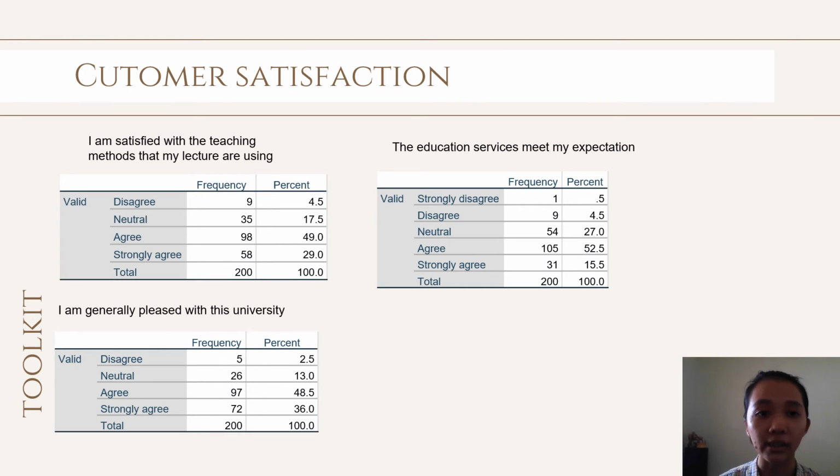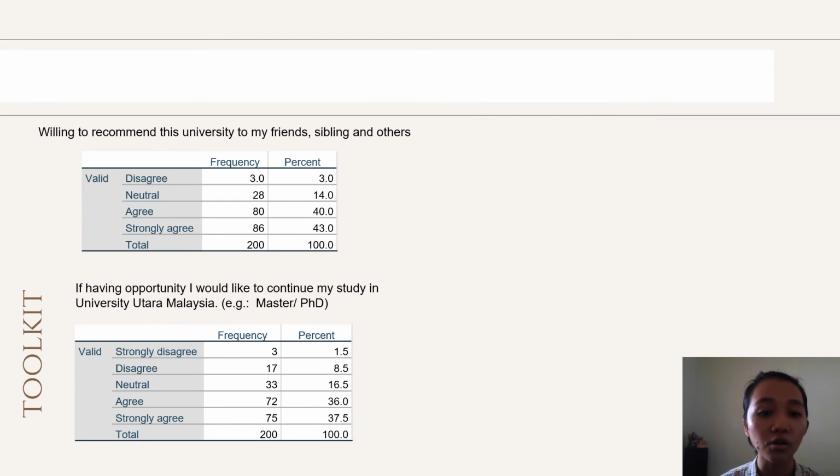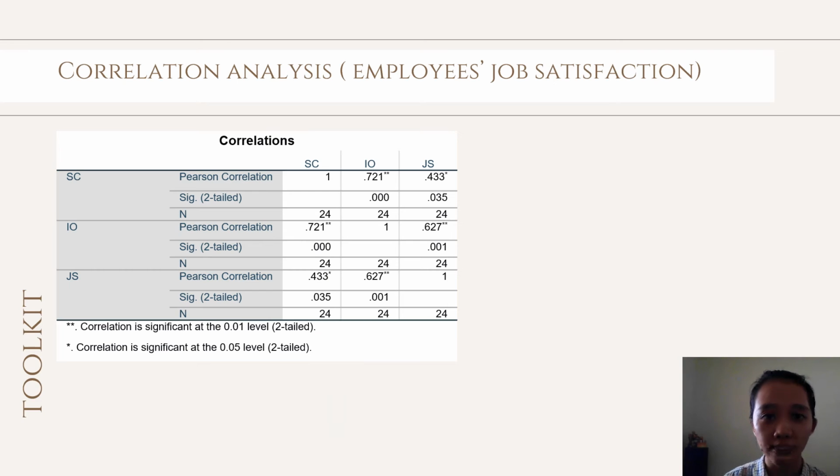Now moving on to the DV, customer satisfaction. In this section, much of the students agree and strongly agree with all the questions asked. For example, "I am satisfied with the teaching method that lecturers are using." For this question, about 49% of the students agree and 29% of the students strongly agree. Some of the students also strongly agree that they will continue to study in UUM, such as Master and PhD, contributing 37.5% in this section.